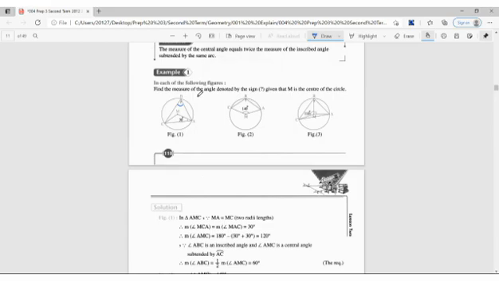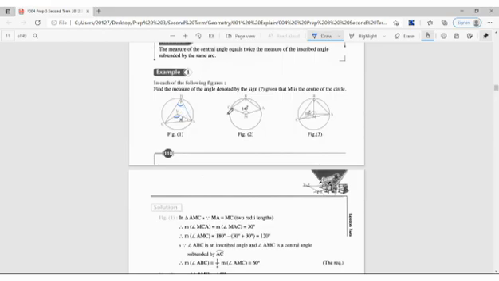Okay. To know the measure of the inscribed angle, I have to find the measure of the central angle or the measure of the arc. Okay. The central angle here is AMC.